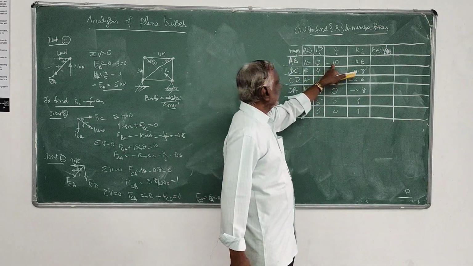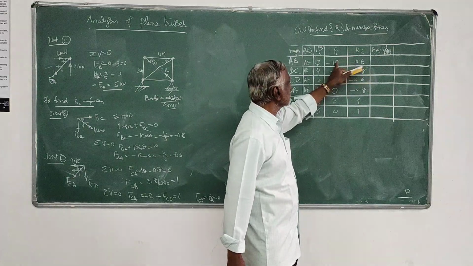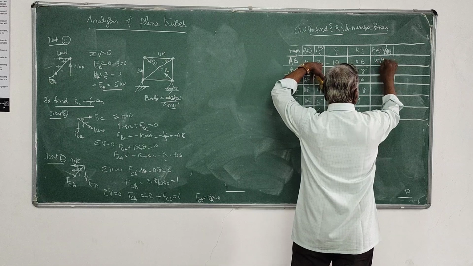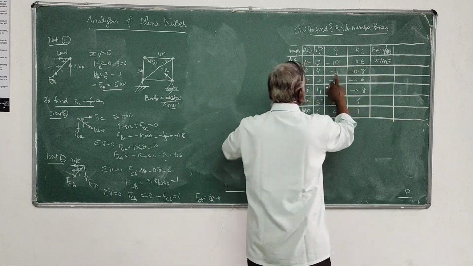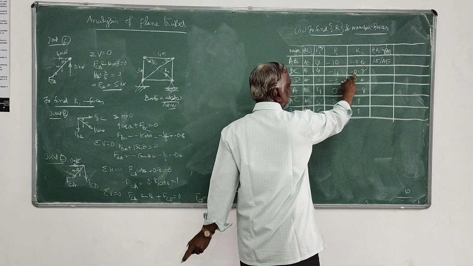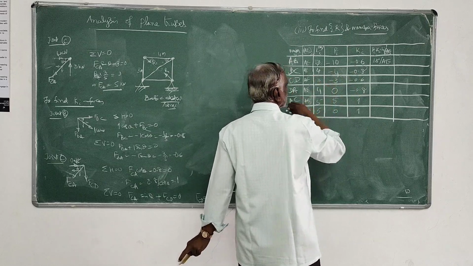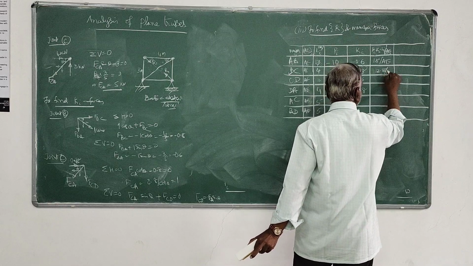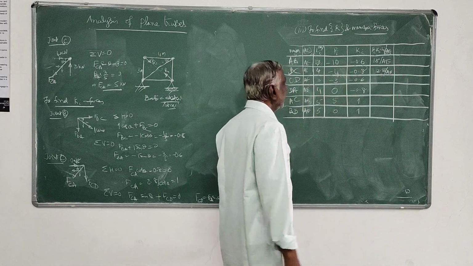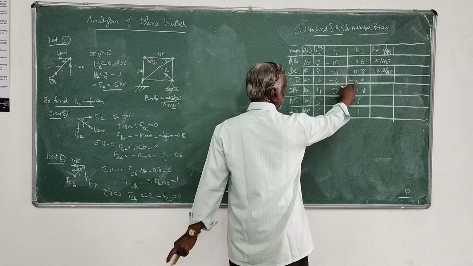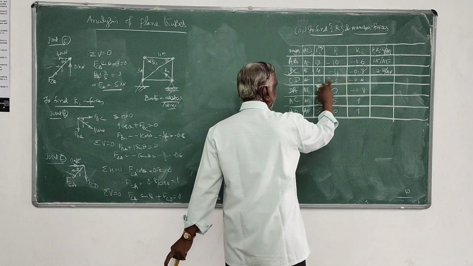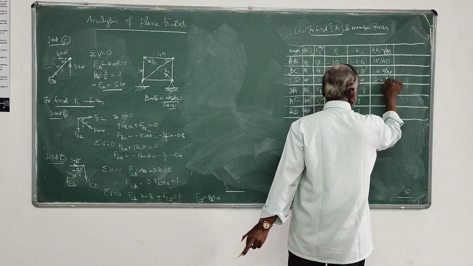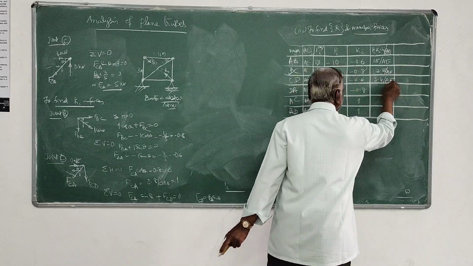So 10 minus 0.6, it is 6 into 3, 18 divided by AE. Then here minus 4 minus 0.8, 3.2 into 4, 12.8 by AE. Next, minus 3 minus 0.6, it is 1.8. 1.8 into 3, 5.4, it is 5.4 divided by AE.